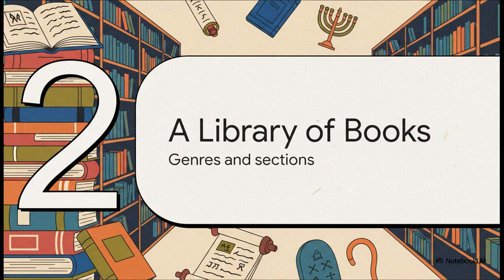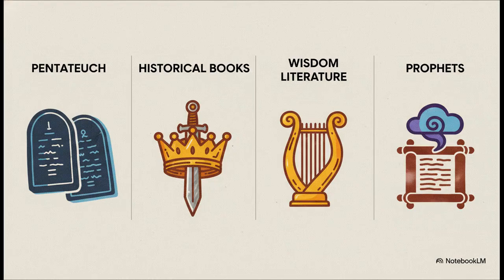So if it's a library, what are the different sections on the shelves? How is this thing organized? Well, let's take a little walk down the aisles and see what we can find. In the Christian tradition, this library is usually broken down into 4 main sections. First up is the Pentateuch. These are the famous first 5 books you've definitely heard of, like Genesis and Exodus. Then you've got the historical books, which, you guessed it, tell the epic story of the nation of Israel. After that, you'll find the wisdom literature. This is where you get books like Psalms and Proverbs, full of poetry and deep thoughts. And finally, you have the prophets, delivering some really powerful messages about justice and faithfulness.